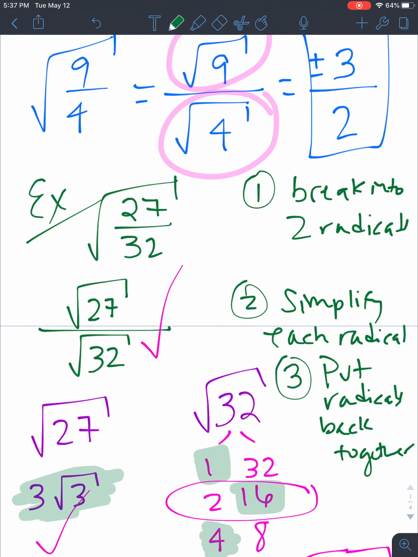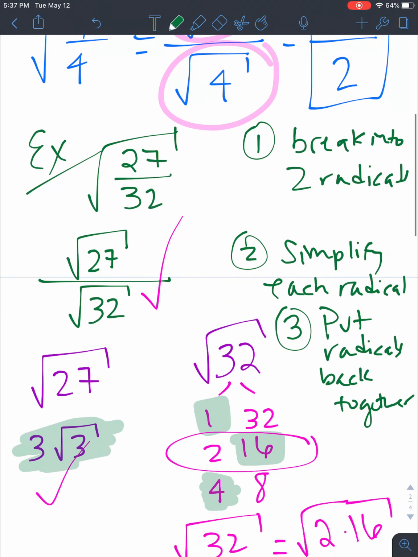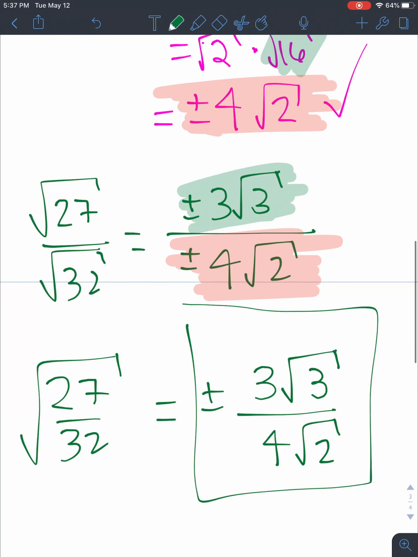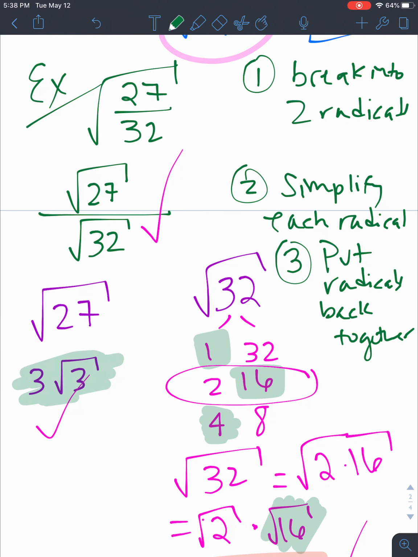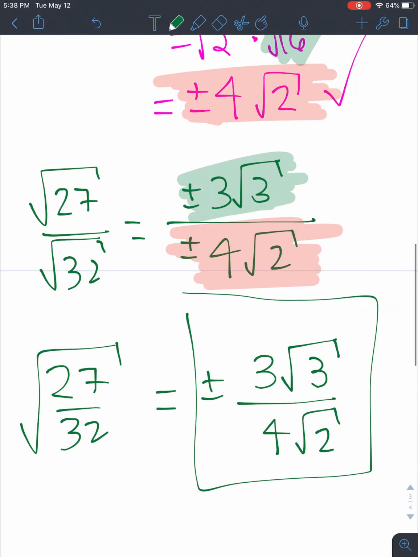So, step 1, split your big radical into 2 radicals, all right, a top radical and a bottom radical. Step 2, simplify each of the individual radicals. Step 3, put them back together into one quotient, one dividing term. All right, so that's all you're going to do in your examples today. Or in your problems for today. I want you to try to simplify using a quotient, right? Trying to break up a quotient into a final term, just like we did here.